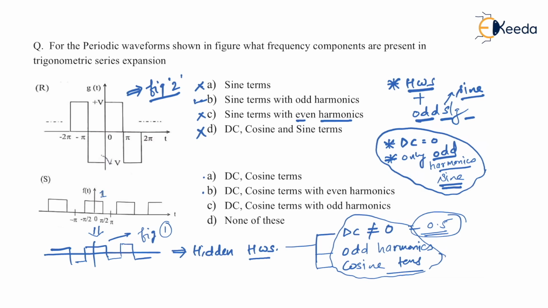Am I right? Option B says DC, cosine terms with even harmonics. We would disagree with this because we are not getting even harmonics when it comes to either half wave symmetry or hidden half wave symmetry. Option C says you will get DC, you will get cosine terms along with odd harmonics. Then you should take option C only. Is that right? Because option A gives you only half the information, that it has only DC and cosine term, but option C speaks louder that it has DC, cosine terms along with odd harmonics. So we should go for option C.